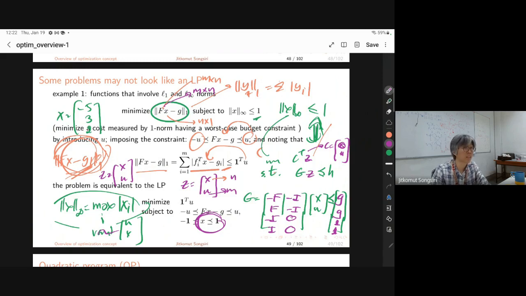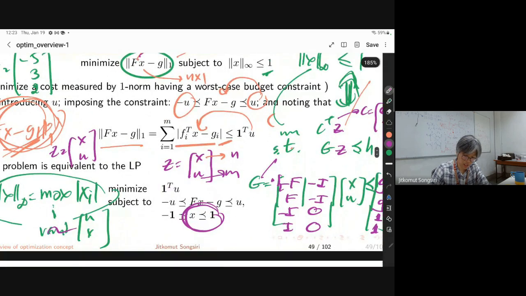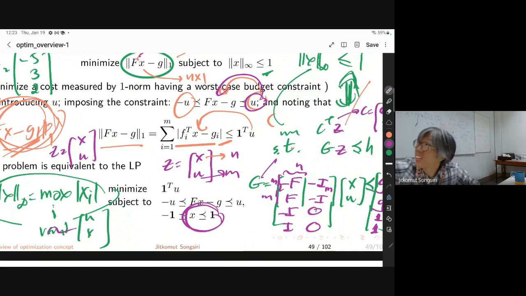How many constraints? What is the size of my g? This is m, this is n, right? What about this I? What is the size of my I? You already know that u is an upper bound, so m. So this is another m rows. What about my I here? What is the dimension of my I? N. So you have 2n.